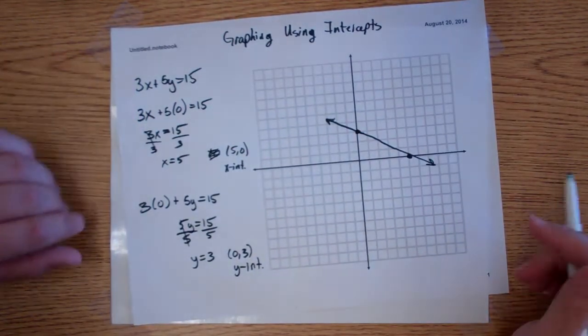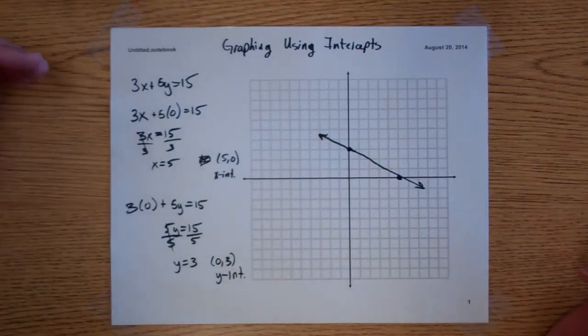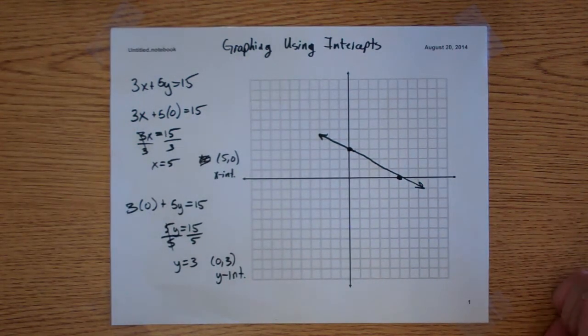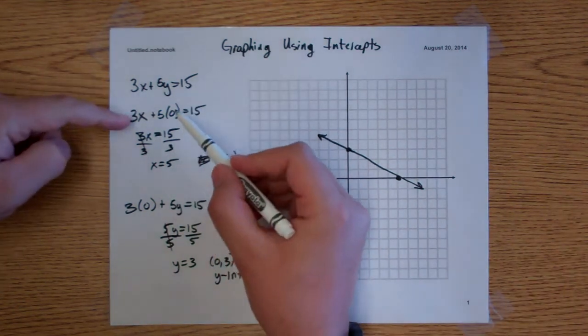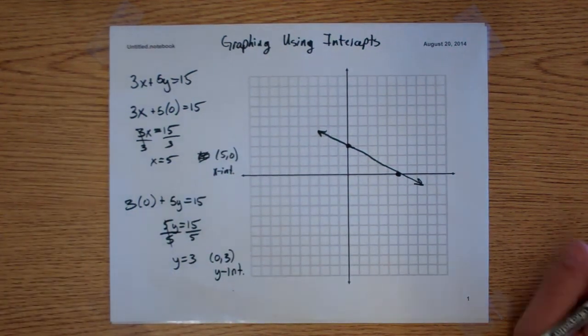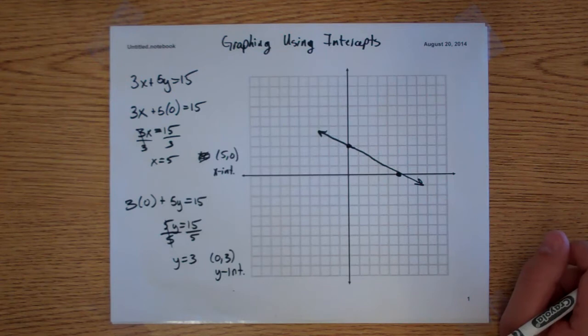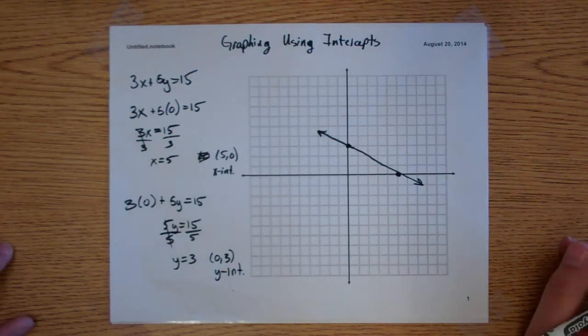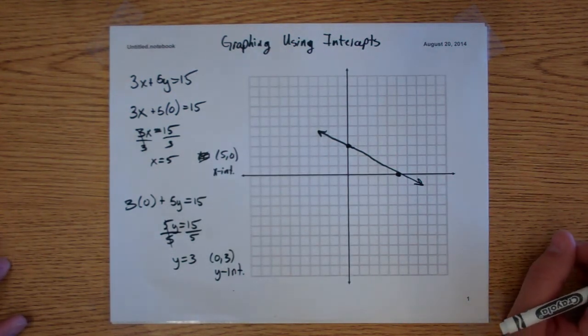All right, so that's really all there is to graphing using intercepts. Put in a 0 for y, that gives you your x-intercept. Put in a 0 for x, that gives you your y-intercept. And that's really all there is for graphing using intercepts. All right.